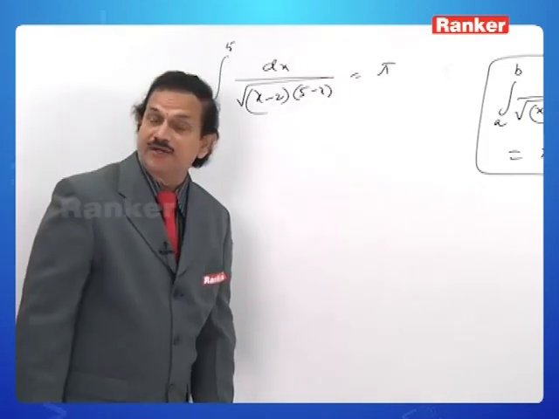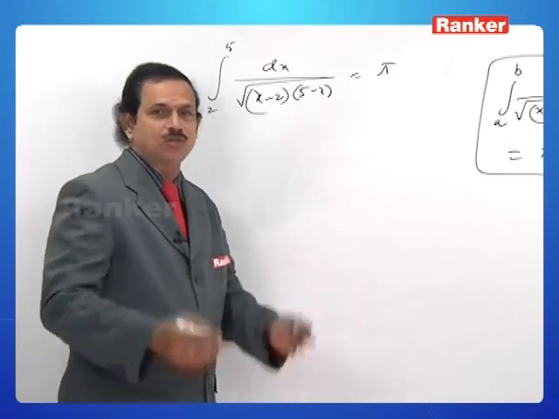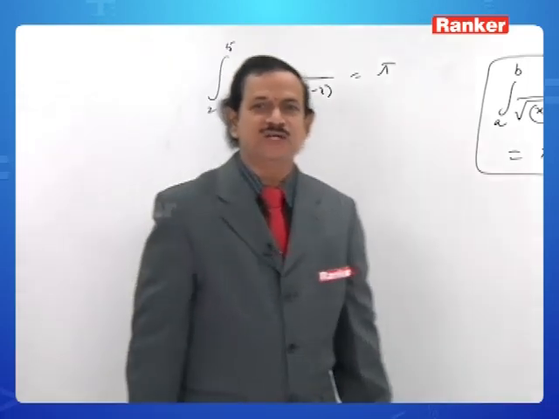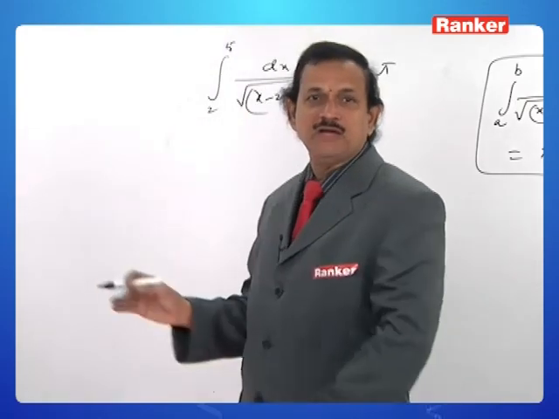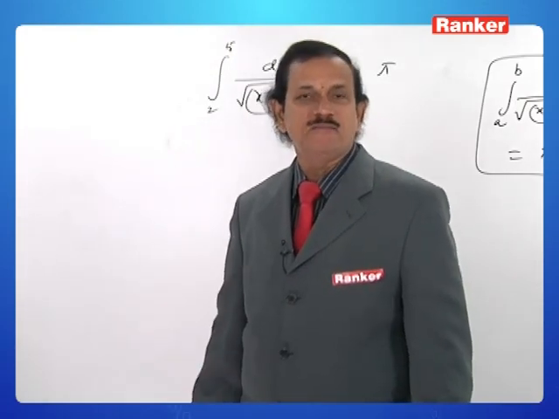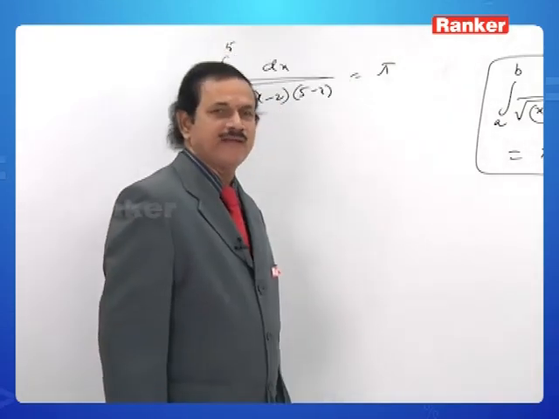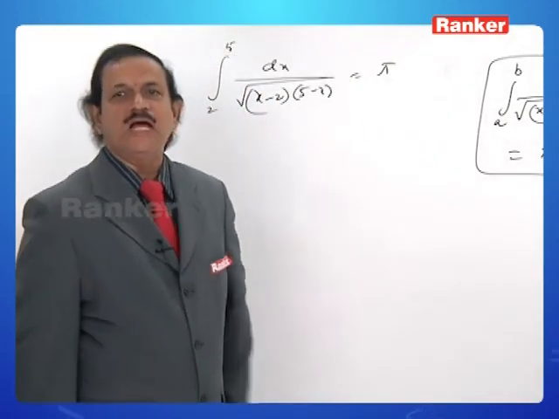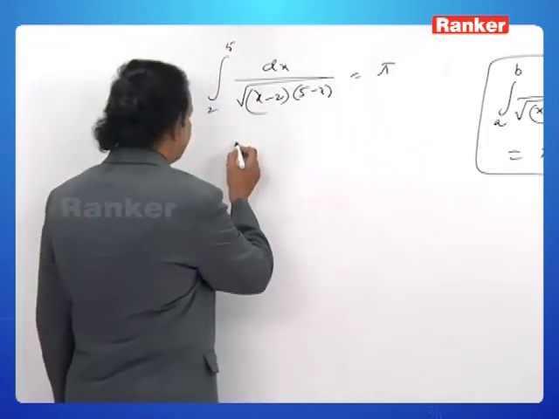See, it is in the denominator. If this entire expression comes to the numerator, then what will be the answer? Pi by 8 into b minus a whole square, that is pi by 8 into 5 minus 2 whole square, that is 9 pi by 8 becomes the answer. No, it is not in the numerator, it is in the denominator only. Hence the answer is simply pi. Well done. One more problem.